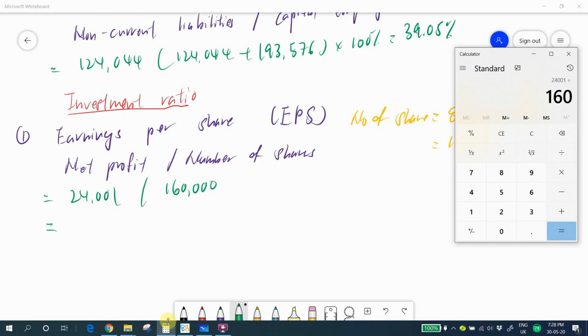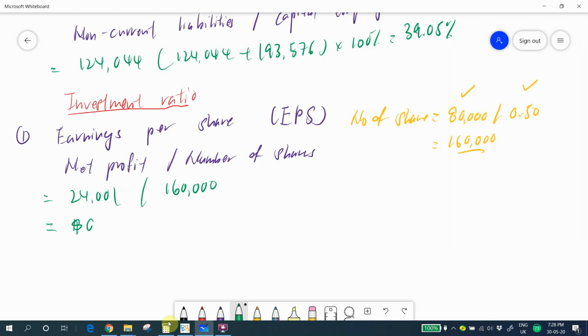24,001 divided by 160,000. So you get 0.15. So the value will be 0.15 in dollars, but normally when we present earnings per share, we will present the answer in cents, 15 cents.